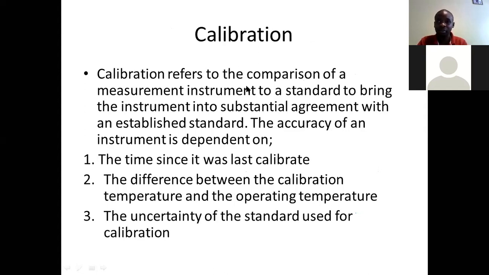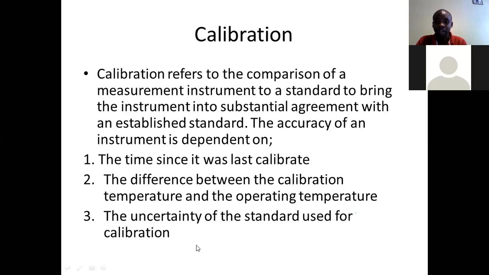So what is calibration? Calibration basically is the process of comparison of a measurement instrument to what we call the standard, to bring the instrument into agreement with an established standard. So when you're doing calibration, we are just checking the accuracy of a measurement instrument, which will depend on these 3 factors here. Number 1 is the time it was last calibrated. For instance, if the calibration requirement is that after 4 years, calibration is done again, and you find that a working standard was calibrated 10 years ago, then it is obsolete and it cannot be depended upon. Then you have the difference between the calibration temperature and the operating temperature.